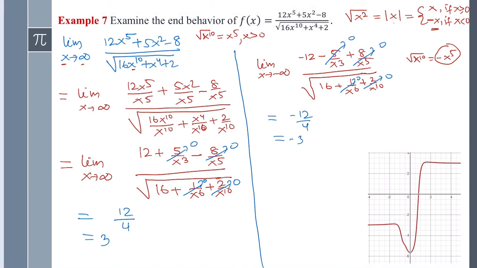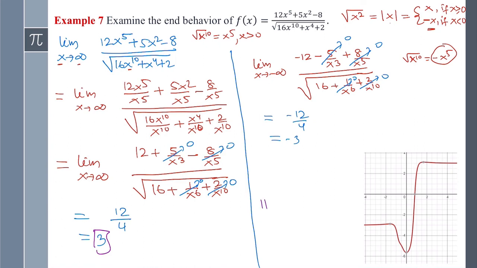So the horizontal asymptotes are one from here, which is y equals 3, and the other one from here, which is y equals negative 3. So these are the two horizontal asymptotes.